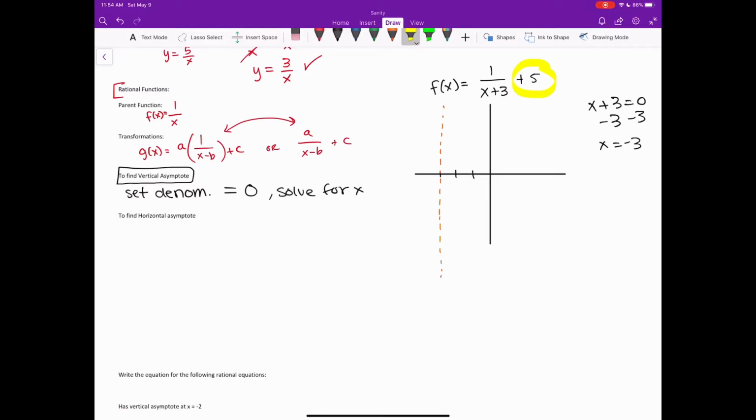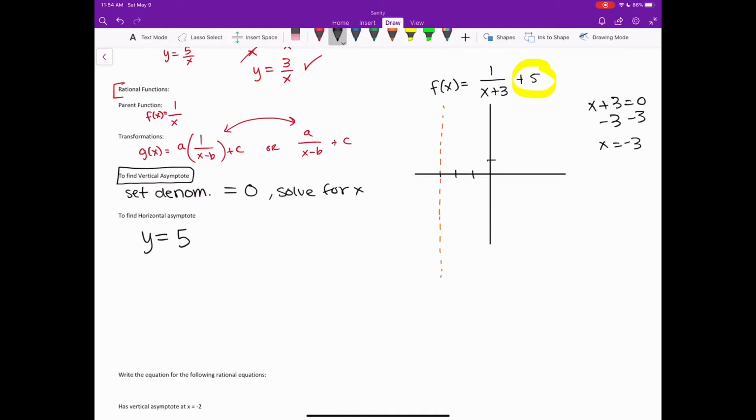So it's whatever number you're adding onto the outside, that's your vertical asymptote. So really it's just as easy as saying, well, y, again, sorry, this is all horizontal asymptote. Your y value is equal to whatever you're adding onto the outside. So here my y is just equal to 5.